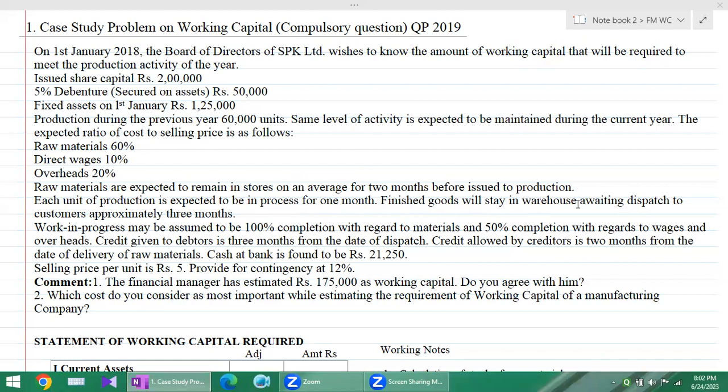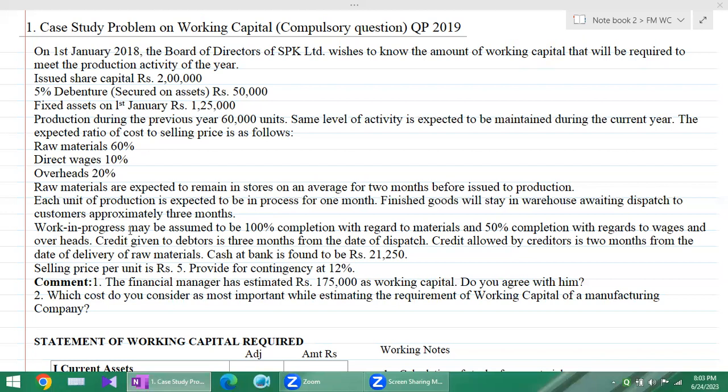Finished goods will stay in the warehouse awaiting dispatch to customers for approximately 3 months. It means once the goods are produced, you do know the operating cycle. Raw material is converted into work in progress, and work in progress is again converted to finished goods. These are the 3 levels of inventory: stock of raw material, stock of work in progress, and third, stock of finished goods. For finished goods also, the period, that is velocity, is 3 months.